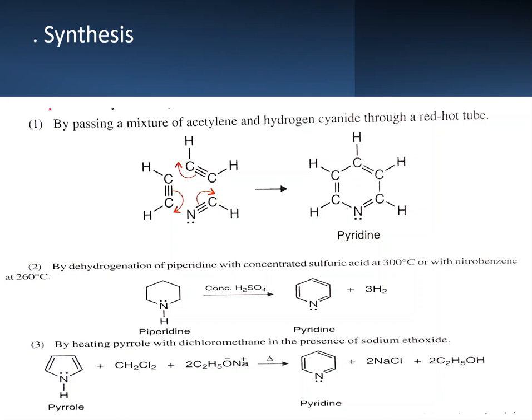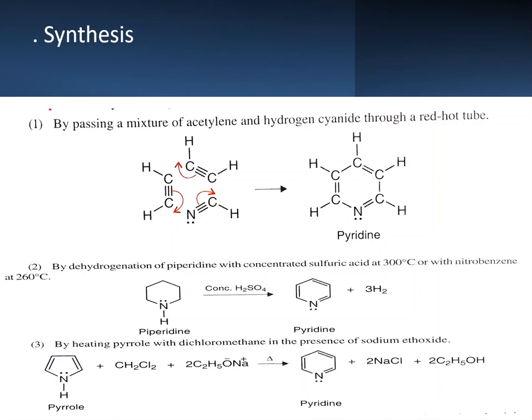dehydrogenation of piperidine. Piperidine is nothing but a saturated ring. So when it undergoes dehydrogenation, that is oxidation, in presence of concentrated sulfuric acid at high temperature, your piperidine undergoes dehydrogenation in presence of concentrated H2SO4 at 300 degrees Celsius to give you pyridine. Next is ring enlargement.